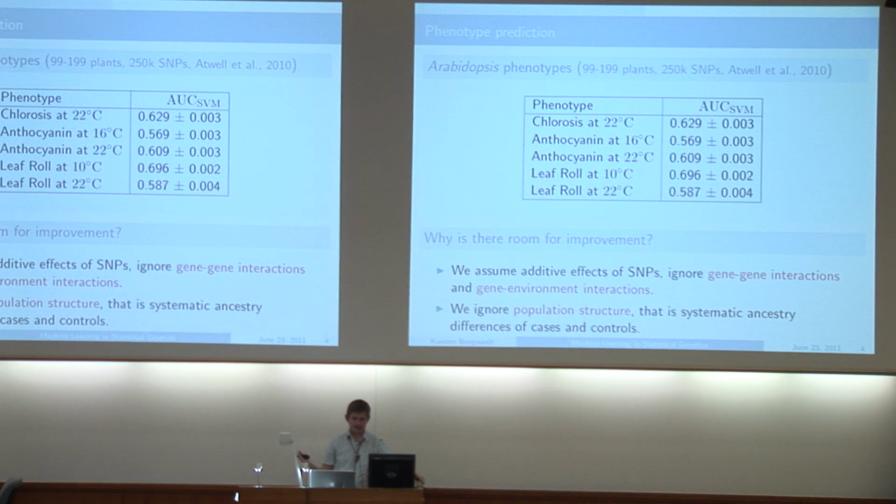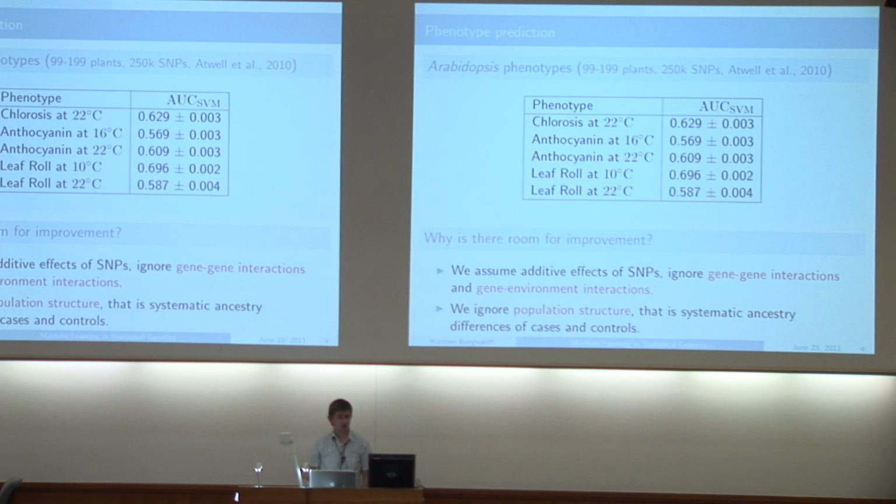Now, why is there so much room for improvement in these predictions? Why are our predictions of Arabidopsis phenotypes only a bit better than random? There was a question? Do you have any estimates on the heritability of these phenotypes? So these are conjectured to be highly heritable, unlike many clinical phenotypes where we don't know the exact level of heritability. But these are highly conjectured to be genetically inherited. Well, why is there so much room for improvement? There are a lot of reasons why there is so much room for improvement.